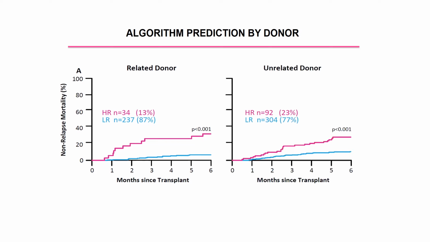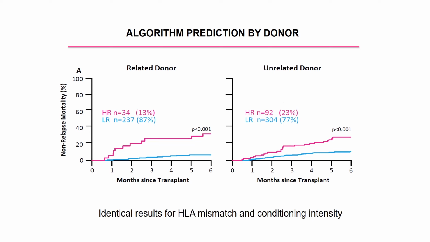Then in the unrelated donors, the overall pattern was very similar, with about a 2.5-fold difference between low risk and high risk. What was important here is that because unrelated donors are more likely to have graft versus host disease and non-relapse mortality, the proportion of unrelated donors that were high risk by biomarkers increased from 13% in the related donor group to 23% in the unrelated donor group.